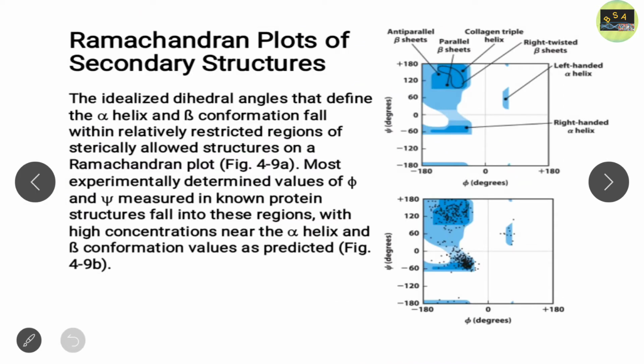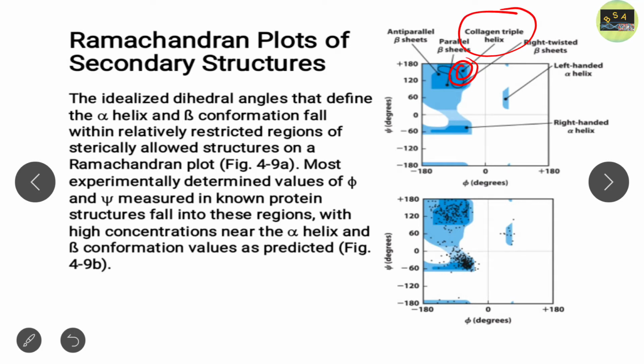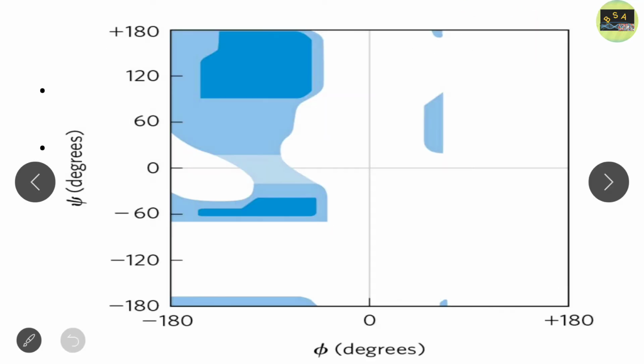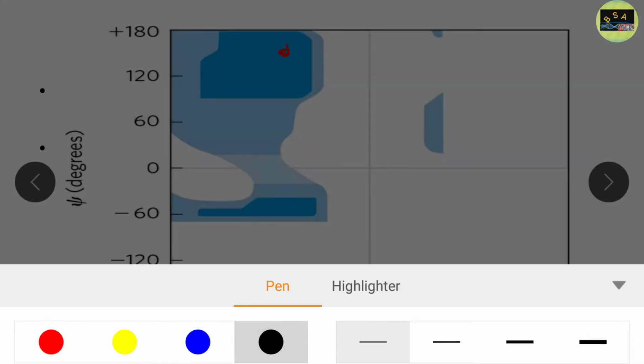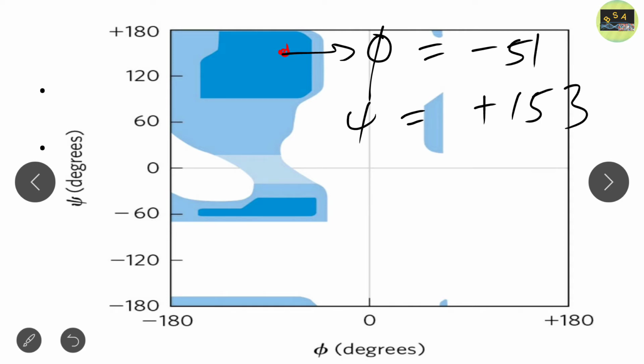While the last that is given is collagen. Here you can see the collagen triple helix structure. This is the point. So from here you can conclude that the structure of collagen is also this. If this is collagen, then from here you can see that collagen also has a phi value in negative, that is minus 51, while psi value in positive, that is plus 153. So collagen has phi value minus 51 while psi value plus 153.